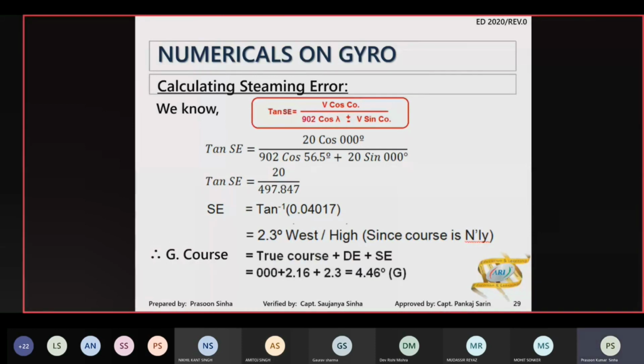Gyro course 004.46 degrees. Error west, gyro best. Yes.